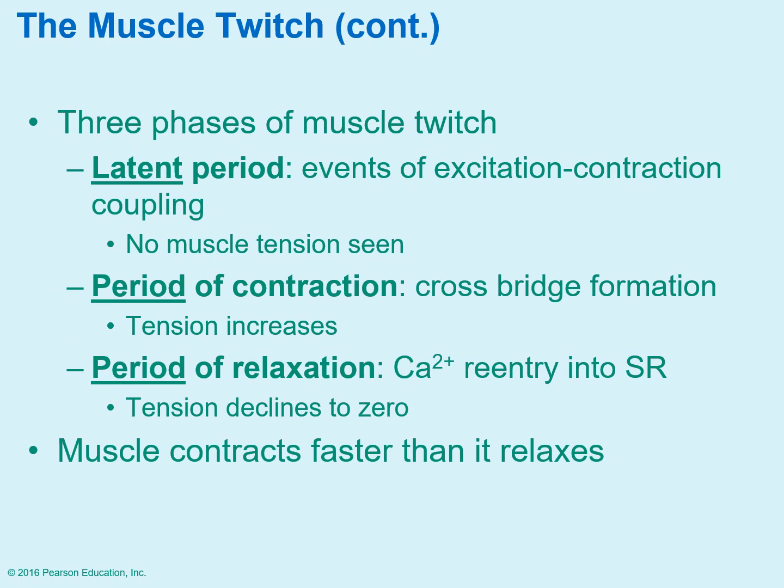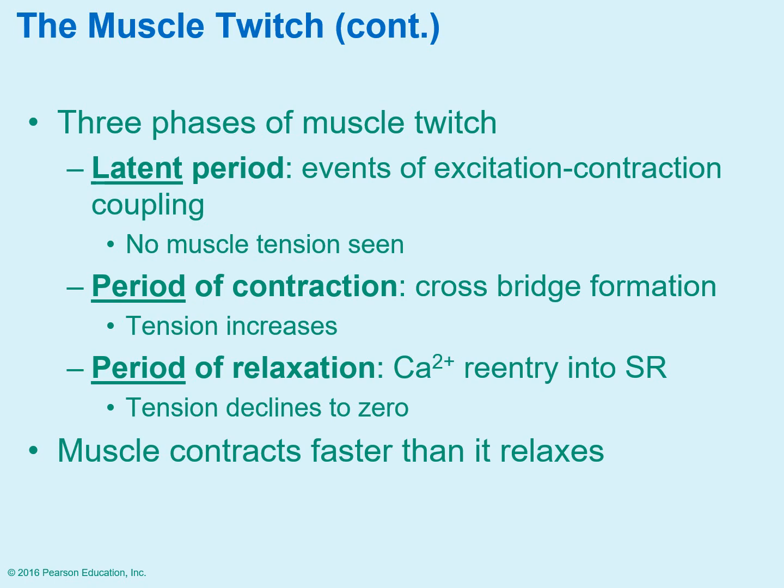There's 3 phases of a muscle twitch. There's the latent period, there's the period of contraction, and then the period of relaxation. So the latent period is that period early on when there's no muscle tension being seen. It's kind of all that phase leading up to contraction. Then you actually have the contraction where you have that cross bridge formation. And then the relaxation. That's when you're trying to restore back to the resting period. That's when the calcium is going back into the sarcoplasmic reticulum.